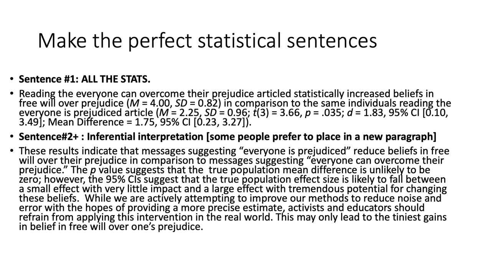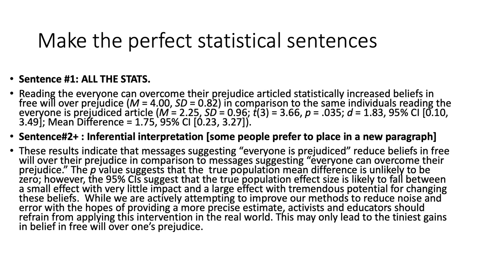Then sentence 2 plus, because it's more than one, clearly, right? I would like you to include discussion of what you found, particularly in relation to the population mean difference. So these results indicate that messages suggesting everyone is prejudiced reduce beliefs in free will over prejudice in comparison to messages suggesting everyone can overcome their prejudice. The p-value suggests that the true population mean difference is unlikely to be 0.